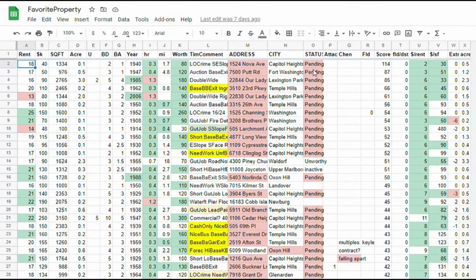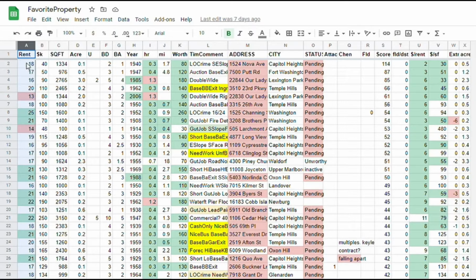So probably the first thing I look at for an investment property especially is the rent potential. So Zillow has an estimate, their Zestimate, and they show you what they think the monthly rental income could be on a property. And so I use that as the first component of my formula. And then I do the house size in square feet, the lot size in acres, and a few other things.